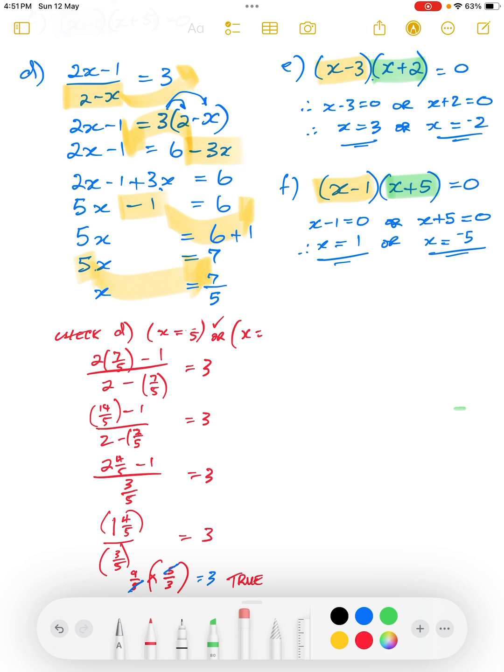So yes, it's true for x equals 7/5. Sorry, that looks like a 17. Hang on, let me just write that properly. 7. x is equal to 1 2/5, or you could have said x equals 1.4. So any of those three answers would be correct.